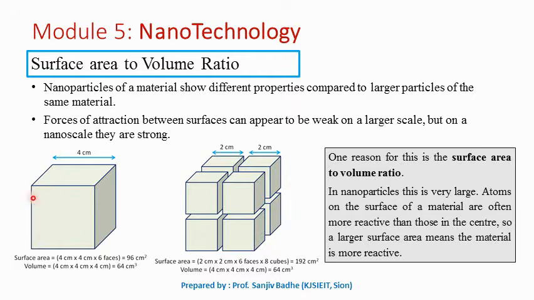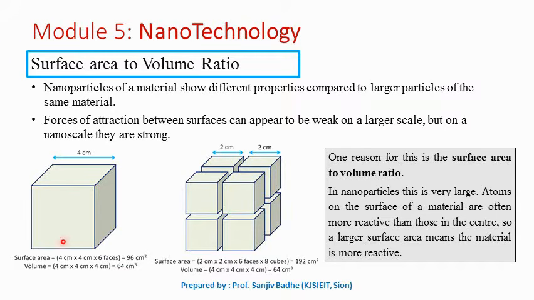This is a block, a cube having size 4 centimeter. If you calculate its surface area, it will be 4 into 4 into 6 faces. 4 into 4 will be the area of one face. Such 6 faces will be there for this cube. So total surface area is 96 centimeter square, and volume of this cube will be 4 into 4 into 4, that is 64 cubic centimeters.